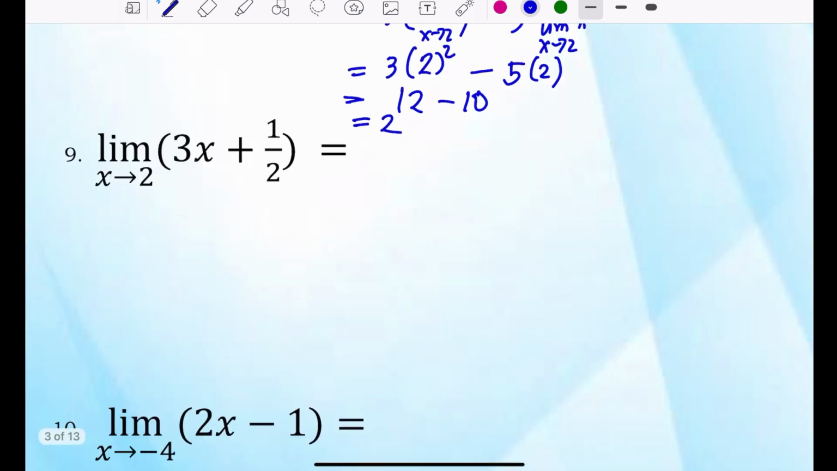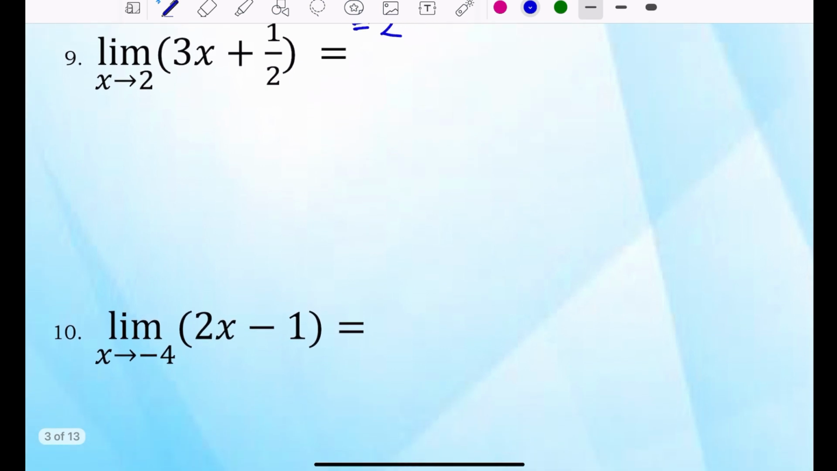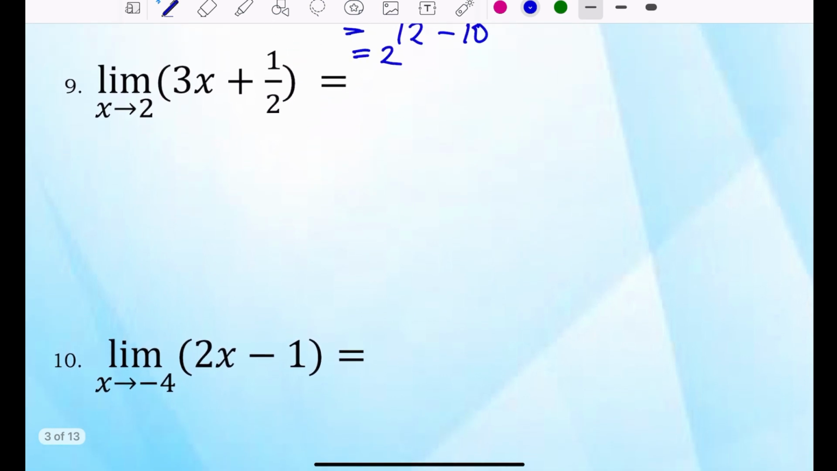Number 9. Number 9 example, the limit of 3x plus 1 half where x approaches 2. Okay, so let's apply the limit of a sum of functions. So this will become the limit of 3x where x approaches 2 plus the limit of 1 half where x approaches 2.